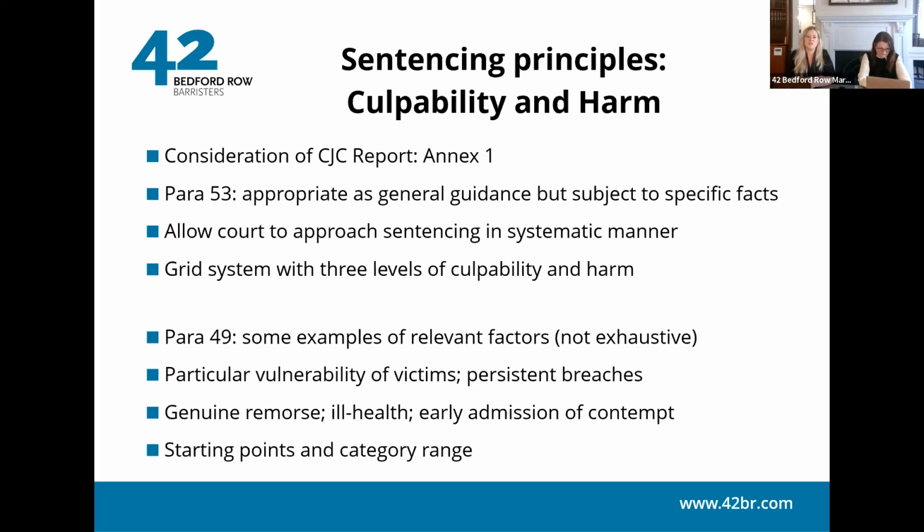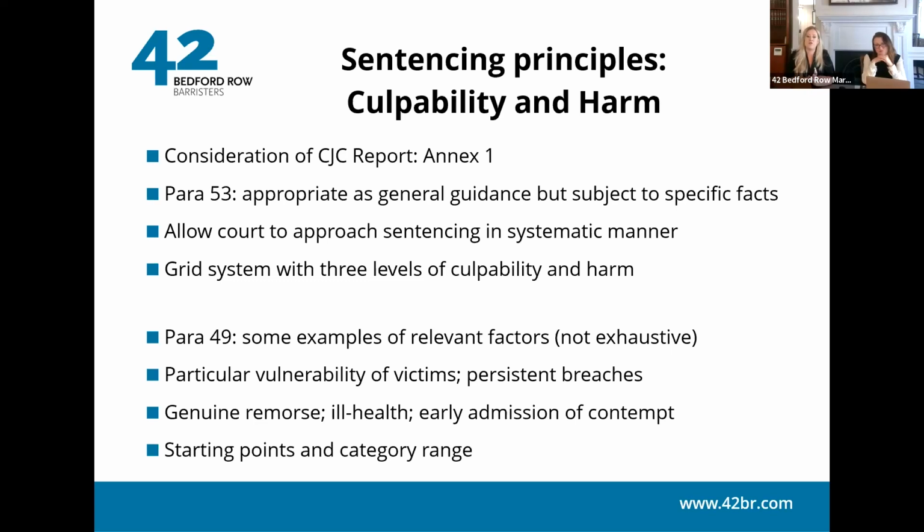Criminal practitioners will be very used to looking at these types of table, which is in essence a grid system with different levels of culpability and harm. The CJC report or guidance that's offered has got 3 levels of culpability and harm. And I will actually set this out on the next screen for you all to have a look at. And again, it's not meant to bind or fetter the discretion of the judge, but it does provide quite a useful starting point for the sentence and a bracket, depending on various factors to be considered.